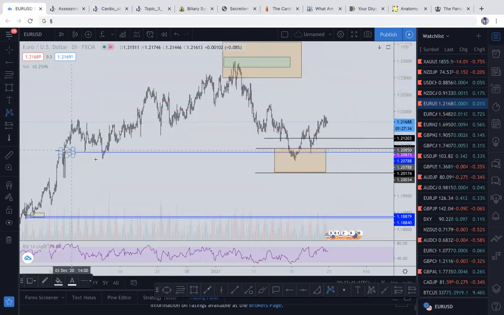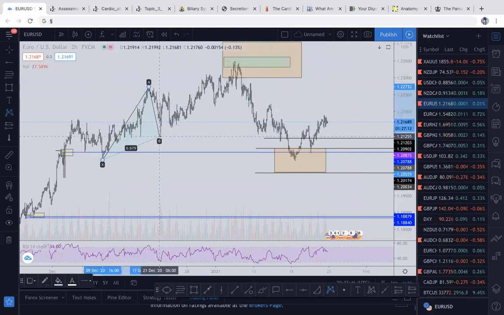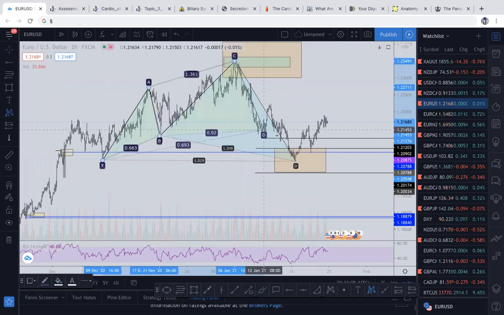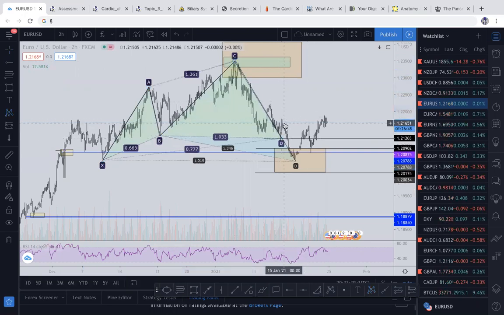So this is how the shark pattern will look like. X to A to B, B to C, C to D. And this is how the cipher pattern would have looked like. X to A to B, B to C, C to D. In this case, who would have made the better trade?